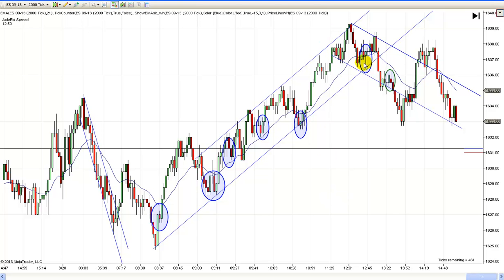And then guess what? You get another two-legged pullback that bounces right off the trend line. This one is a little bit large here. I would have tried to use a limit order. You could have gotten filled right at the top, and that's it. And if you didn't get filled right at the top, I think this was a 4-tick failure.